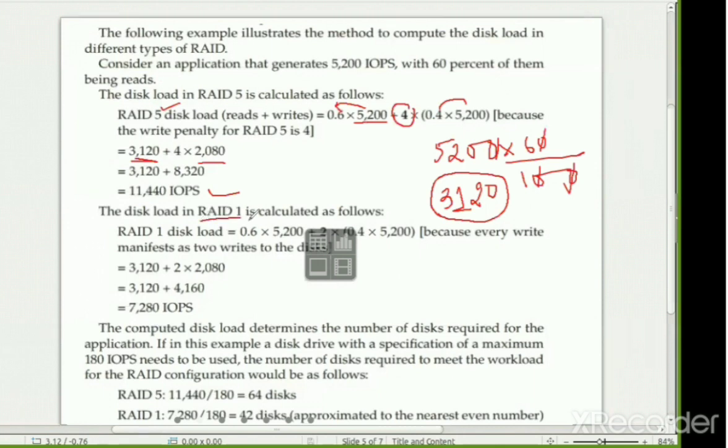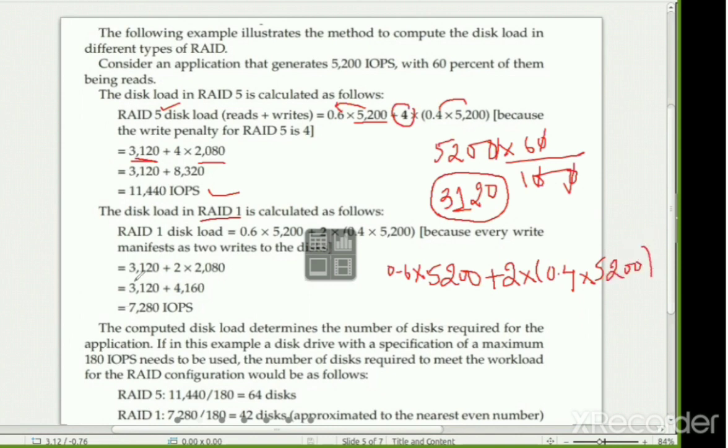As I said, how much is it? 60% of 5200, please remember. And I said, what is the right penalty it is involving? For RAID 1, it is 2 into, okay, so remaining how much is the write? It is 40%. 40 into 5200. Okay, can anyone tell me what the answer of this one will be?